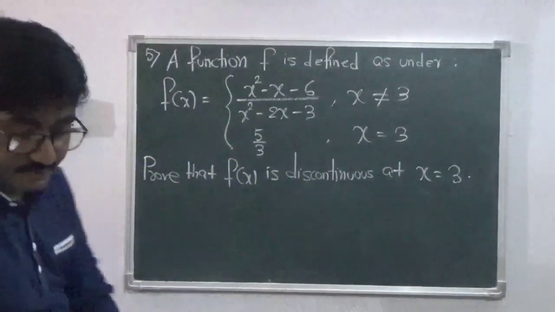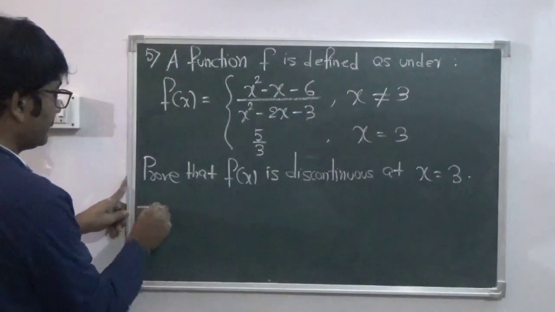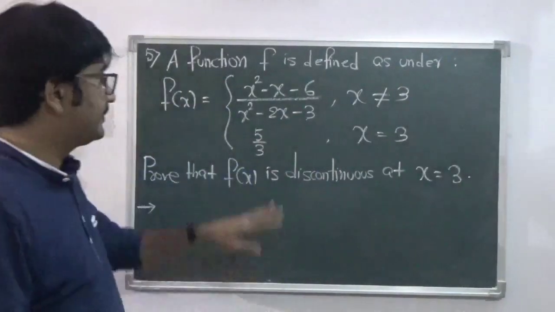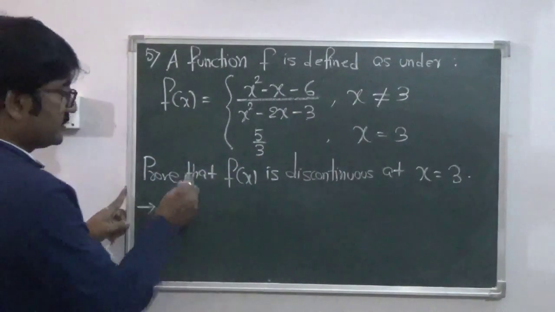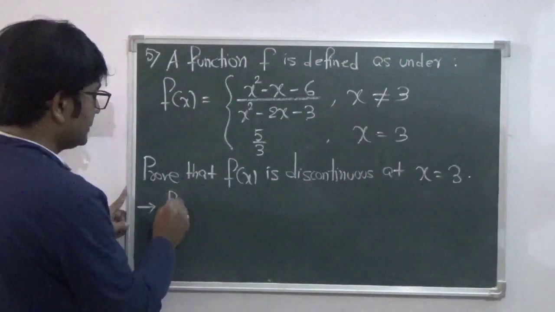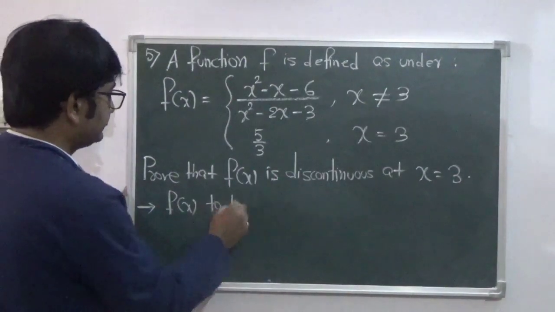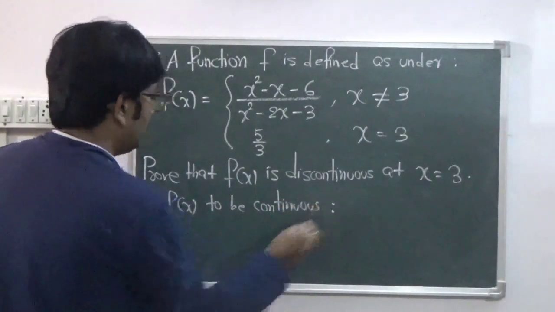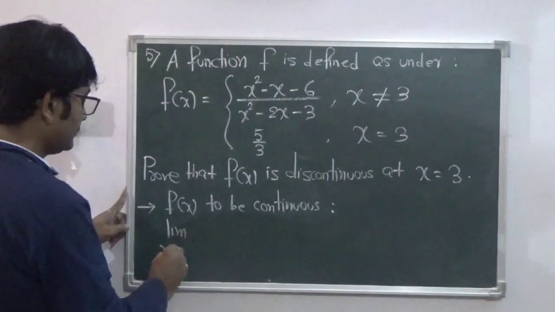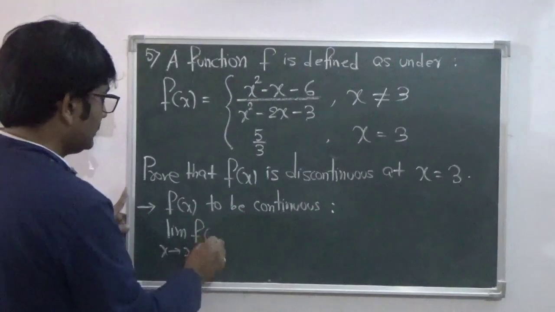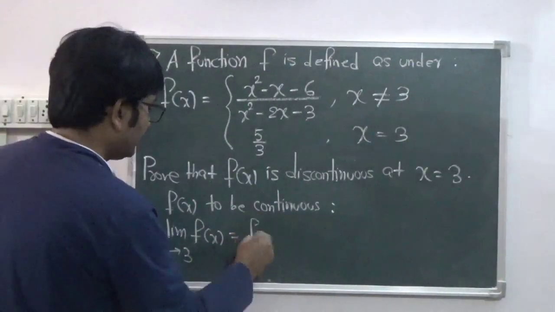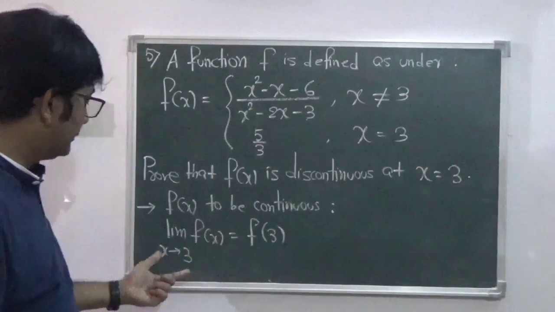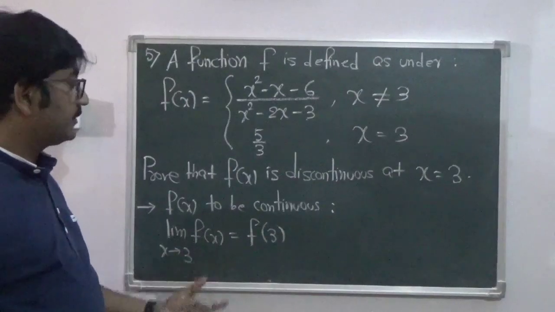So now again, the value of the function at x equals 3 is given to be 5 by 3. For f(x) to be continuous, what is the condition? Limit x tends to 3 of f(x) equals f(3). So f(3) is already known to us, given as 5 by 3. Now you need to find out limit x tends to 3 of f(x).